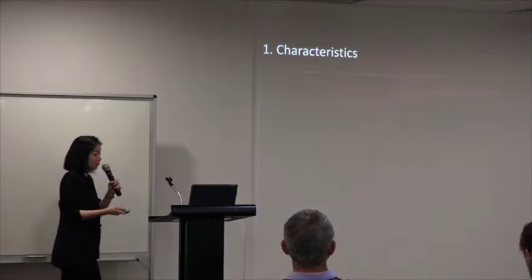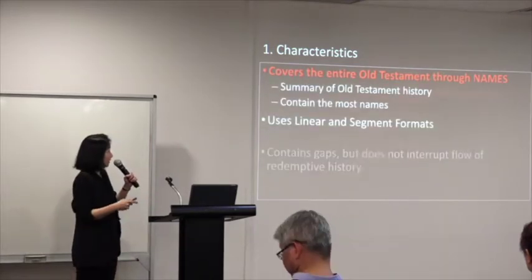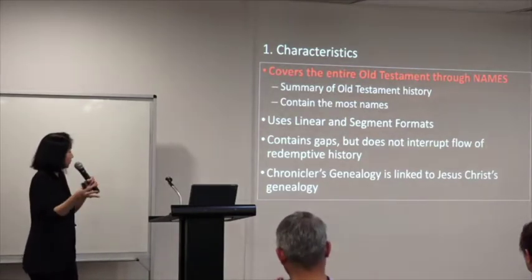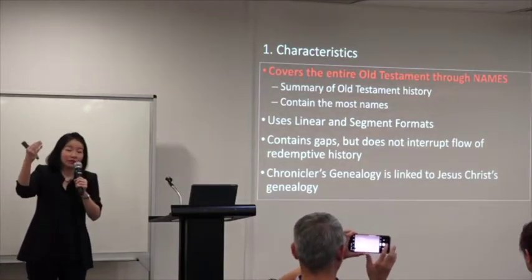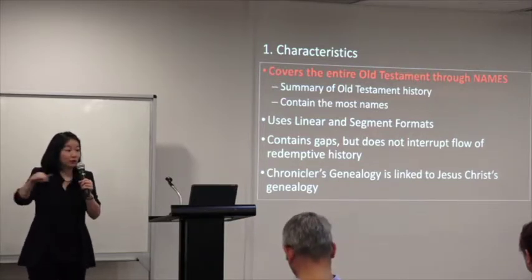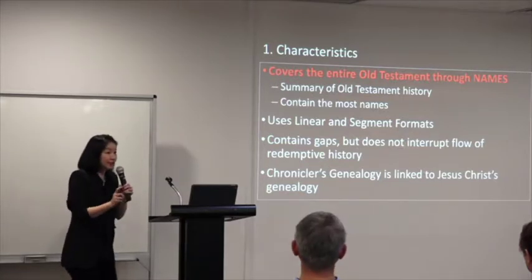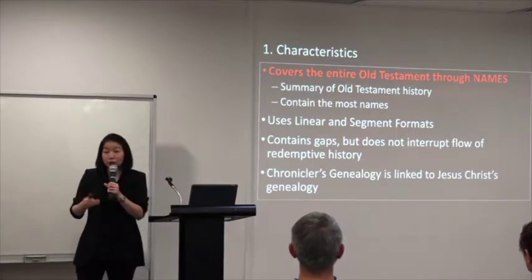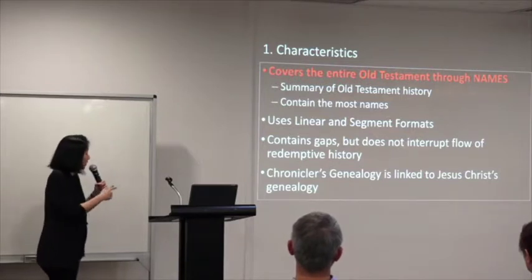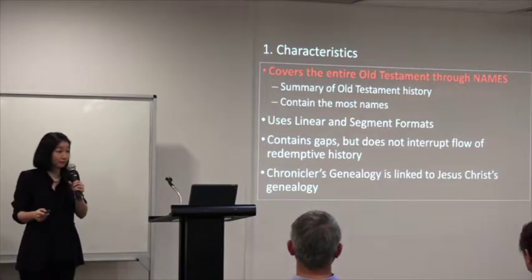So let's go straight into characteristics. We know Chronicles genealogy covers everything through names. There are linear and also horizontal segmental formats, meaning there are father to son to grandson, linear. There's also father to 10 sons, horizontal segmental. There are genealogies written this way. There are gaps, but it doesn't interfere with God's work to lead to the coming of the promised seed, the Messiah. So this genealogy is important because it links to Jesus Christ's birth into this world.